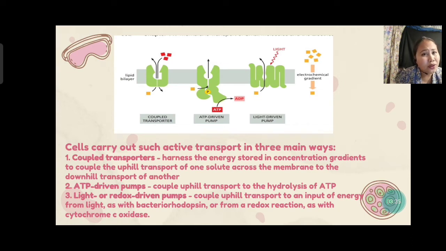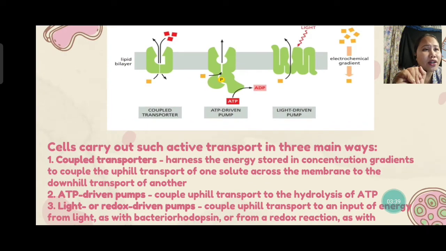So, coupled transporters harness the energy stored in concentration gradients to couple the uphill transport of one solute across the membrane to the downhill transport of another. So, for coupled transport, the orange is our solute, and the energy is the red. So, it couples the uphill transport of the solute across the membrane to the downhill transport of another, which is the energy.